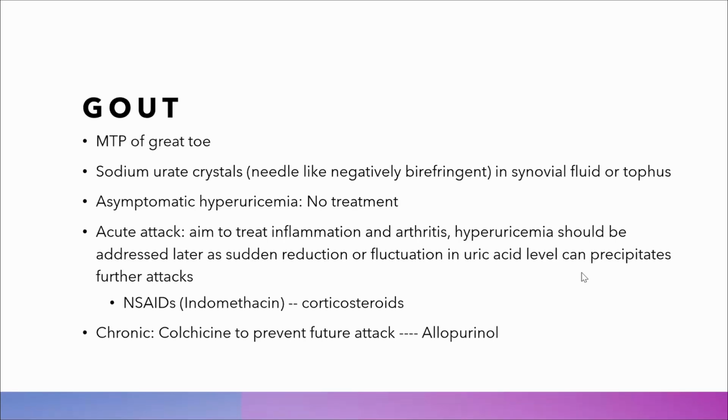So rheumatology, again, gout, remember metatarsal, grade 2. You read crystals, remember it's needle-like negatively, so we need to know negatively or positive and the needle-like. Remember that, if by chance we find people with high uric acid, we don't treat them if they are not symptomatic. In an acute attack, we're aiming to treat inflammation, arthritis. We should address the uric acid later, but not during the acute attack, right?